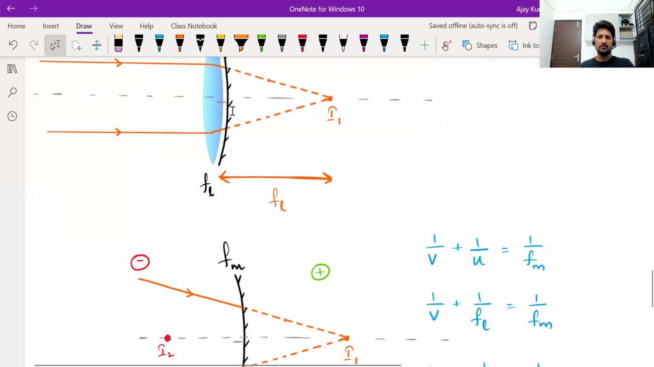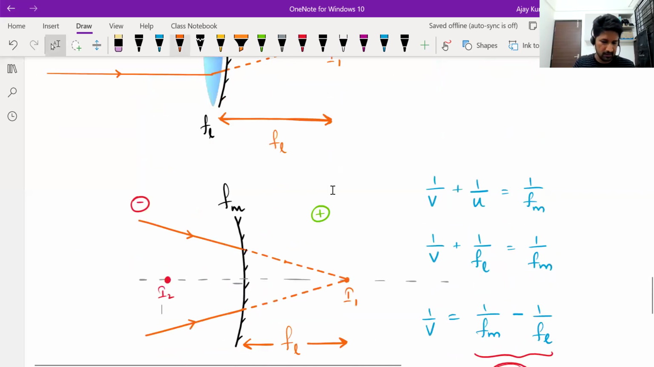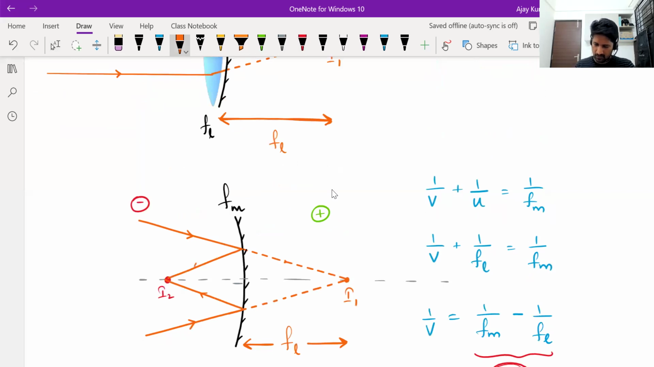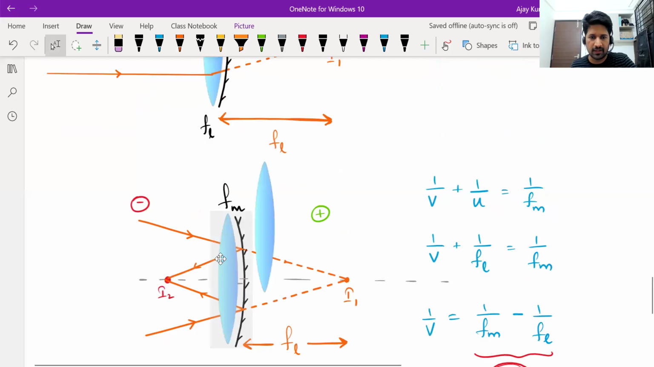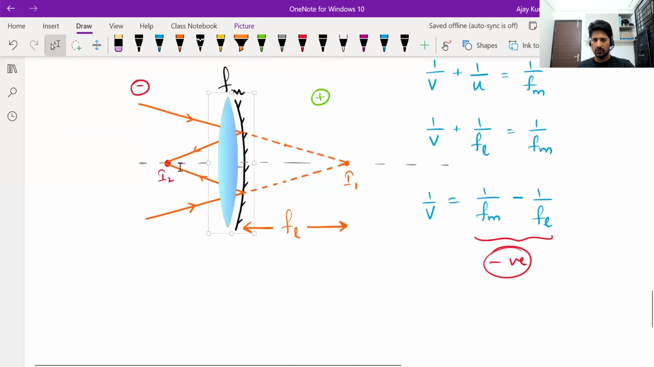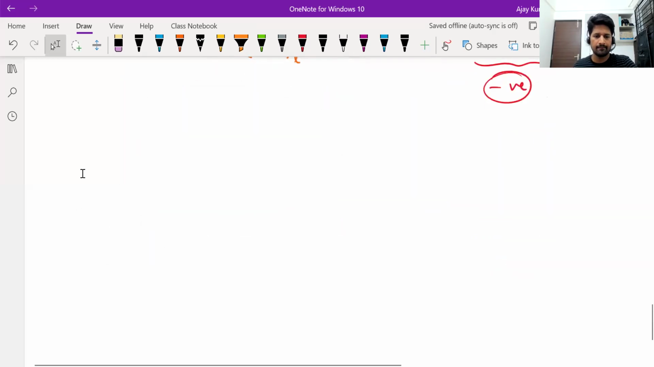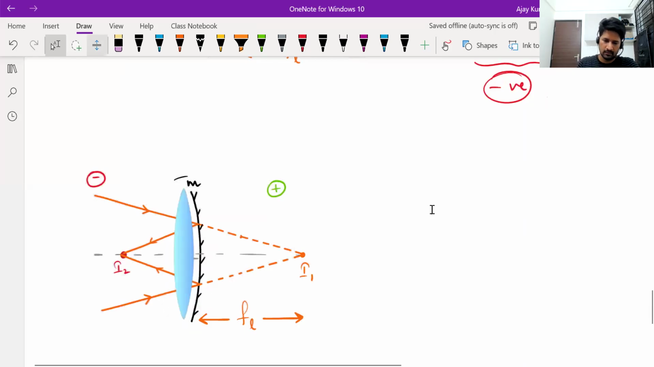Now, why does the lens come into the picture again? Because the rays are going back. After reflection from the mirror, the rays are traveling in this direction towards I2. Okay. But there is a lens in the way. It will refract the light again. Fine. So now look at the lens only. Let us remove the mirror from this. Just a moment, I'll erase the mirror.